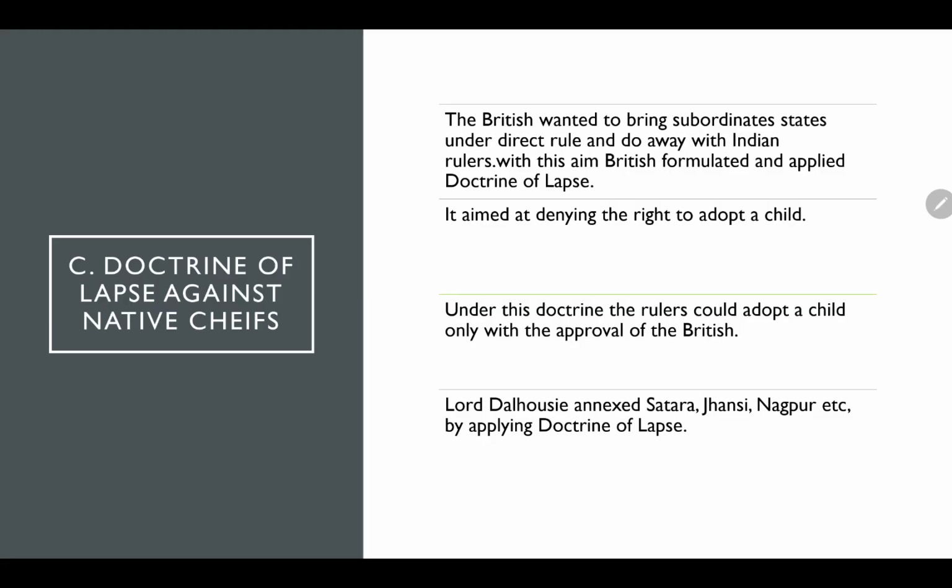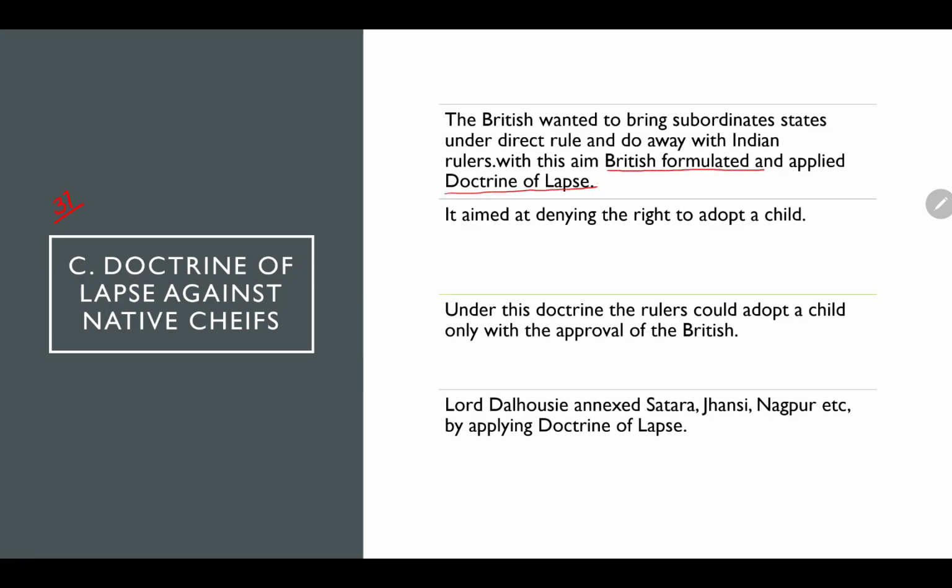Moving forward, number C is the Doctrine of Lapse. This is on page number 37. Let's understand what the Doctrine of Lapse is. The British wanted to bring subordinate states under direct rule and do away with Indian rulers. With this aim, the British formulated and applied the Doctrine of Lapse.